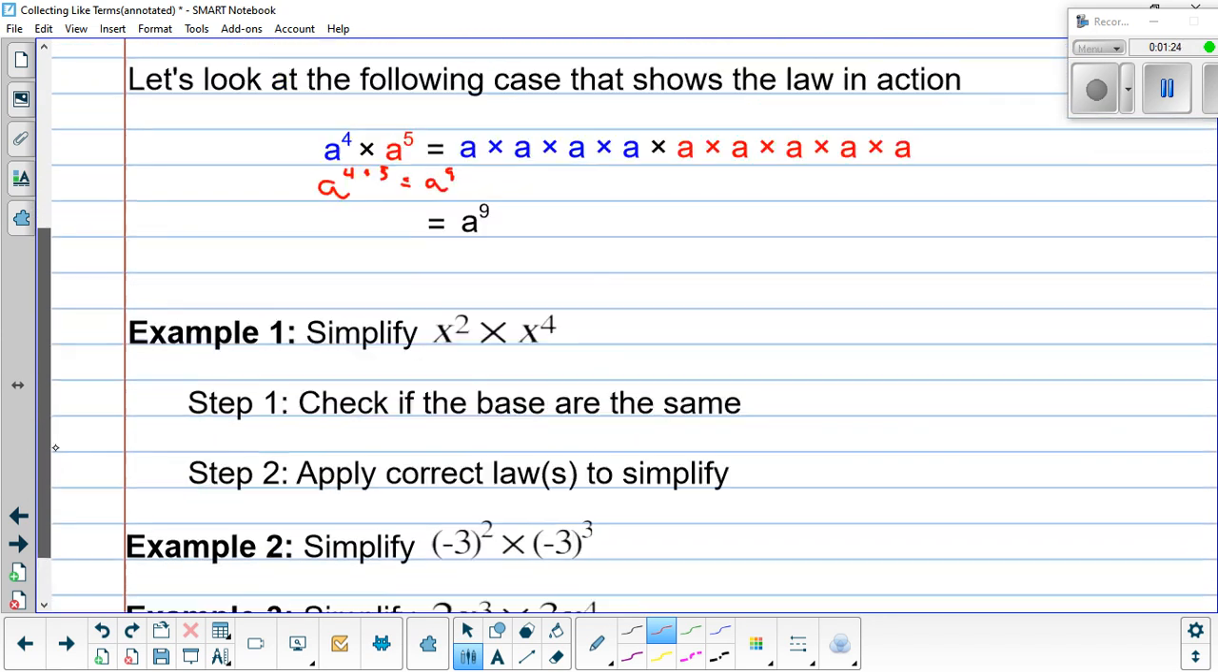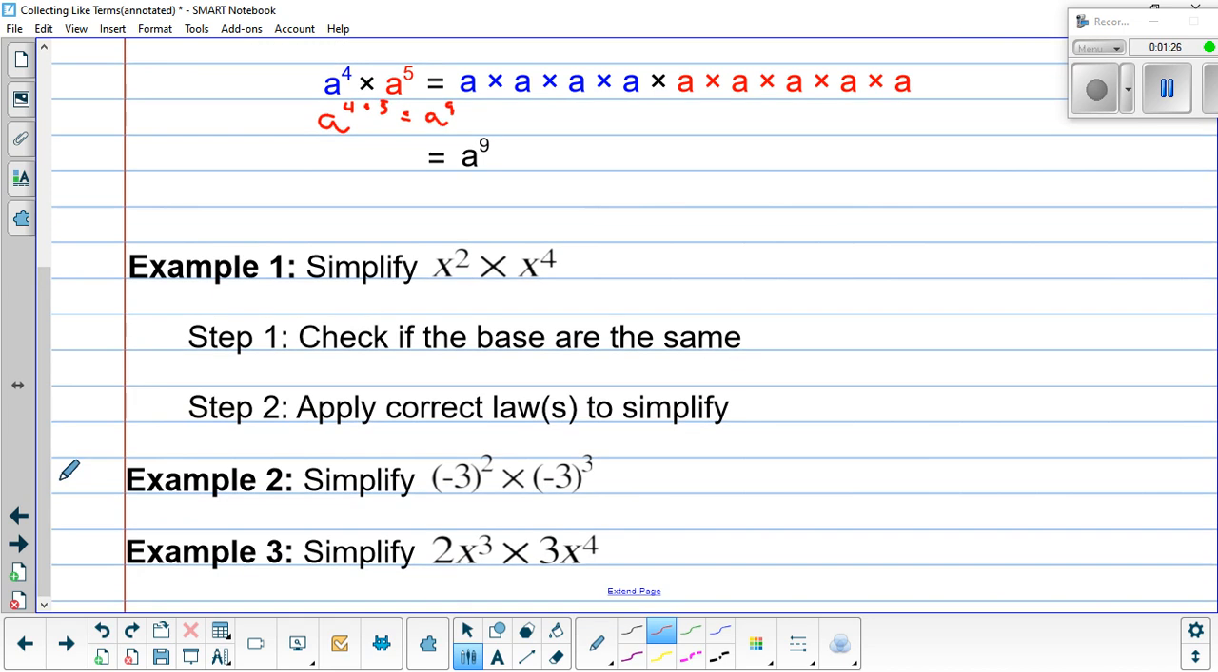So here we have x squared times by x to the 4. So check if the bases are the same. Yeah, they're both x. So apply the correct laws. Well, we have 2 plus 4. So really quickly, we just get x to the power of 6.